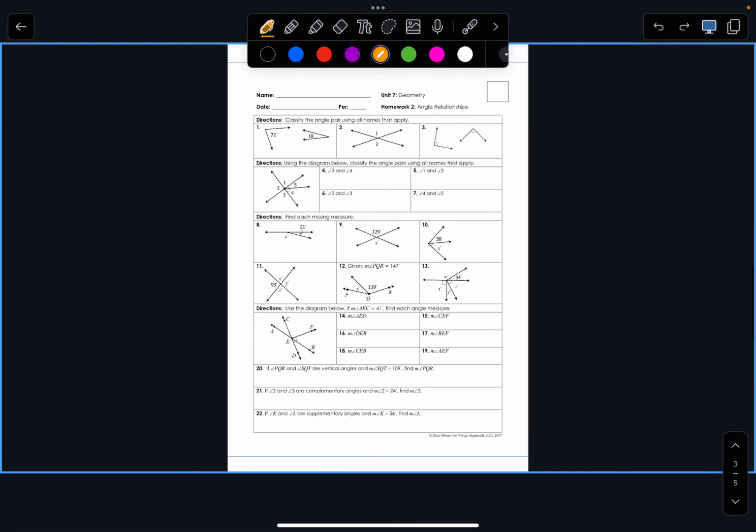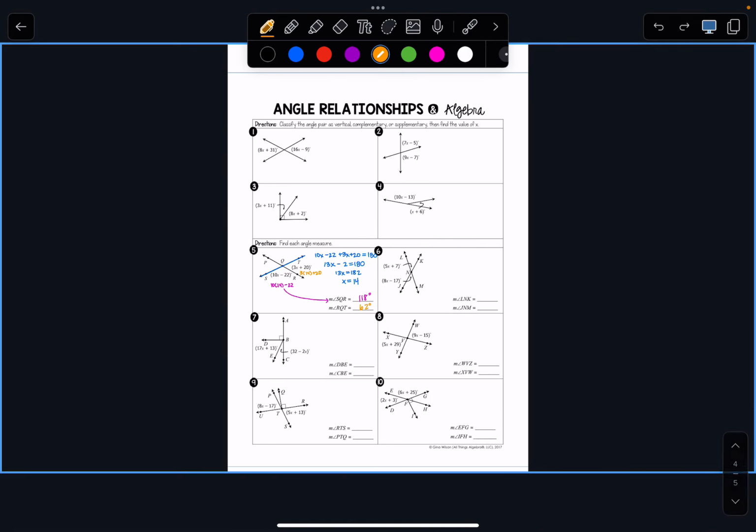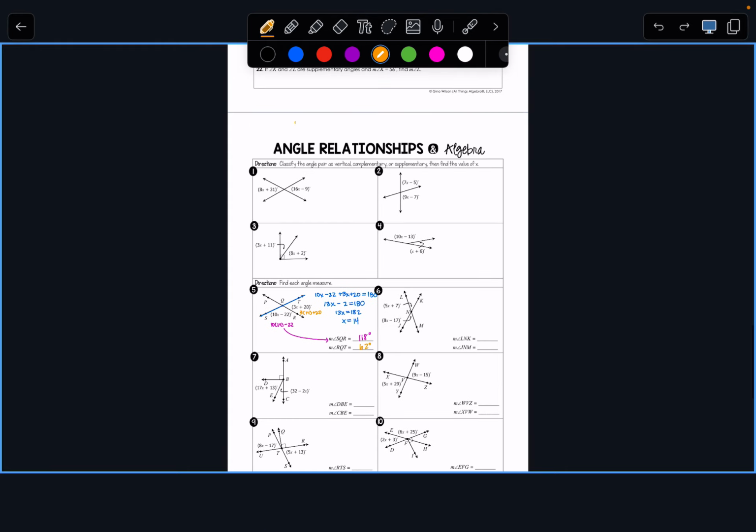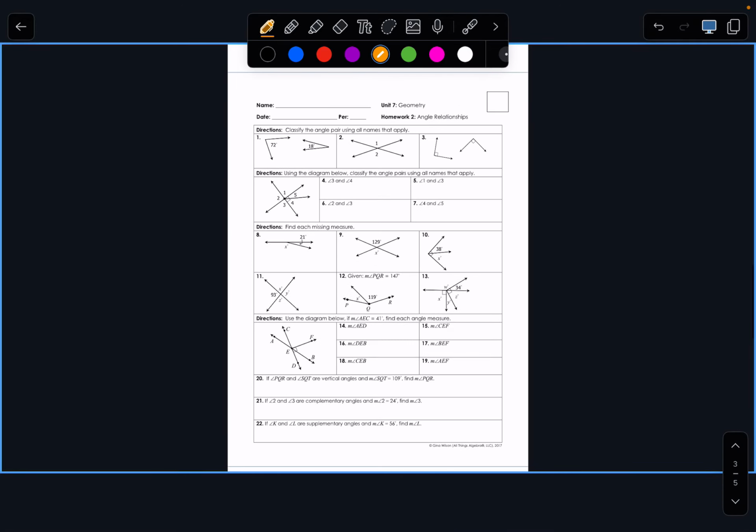Okay, all right, so I think I got a little messed up. Go to page 10 real quick. Actually, no, don't. I want you, on page 11, I'm asking you to do 1 through 5 and 6 to 14 evens. Hey guys, we just did number 5 together. Okay. And then back to page 10, right? You can cross off these right here.